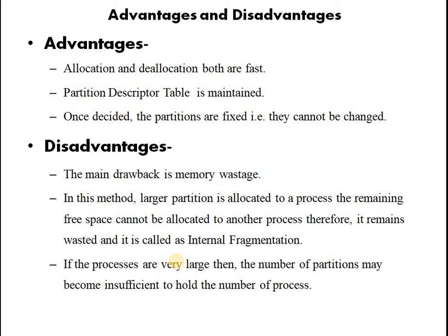Just as we saw in the multiple queue, in this method a larger partition is allocated to a process. The remaining free space cannot be allocated to another process. Therefore, it remains wasted and it is called internal fragmentation. Second, if the processes are very large, then the number of partitions may become insufficient to hold the number of processes. These are some advantages and disadvantages.